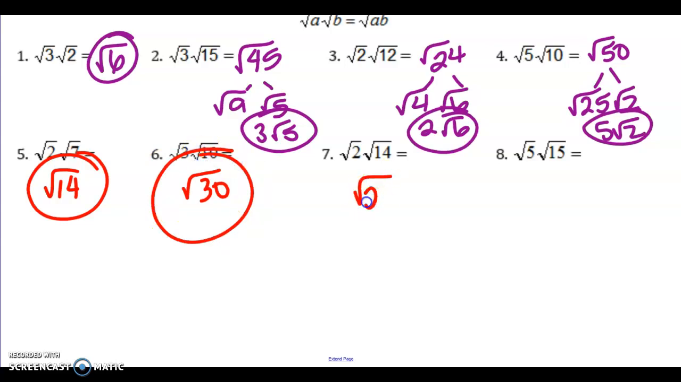So here I'm going to get the square root of 28. I could probably do 28 divided by 4. Yep, I could do 4 and 7. So that would work out.